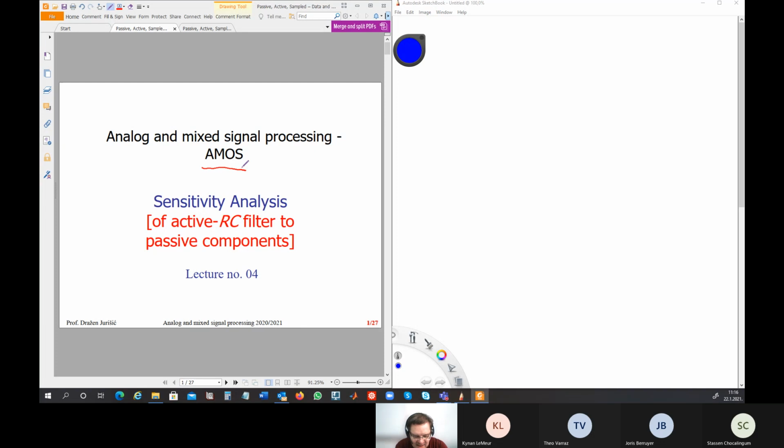AMOS. AM is analog and mixed. And what is S? S is signal processing. But S is signal for sure. But what is O? O is obrada. Obrada means processing. So in Croatian, it's AMOS. So this is just a short explanation.